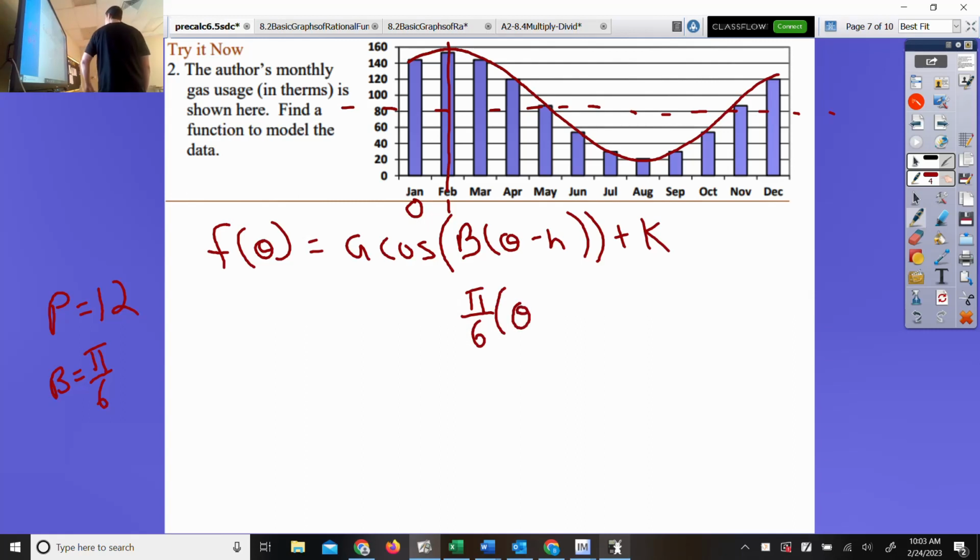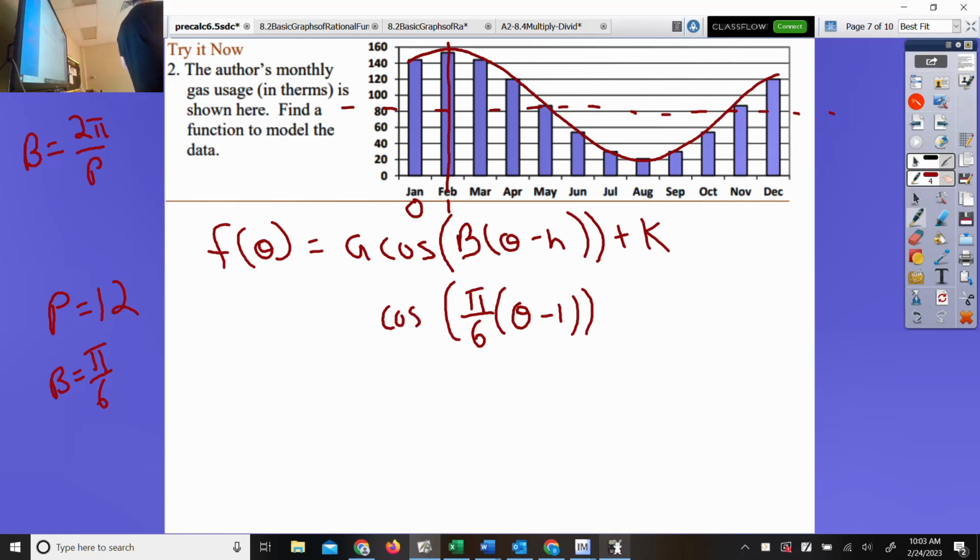Wait, why is it pi over 6? Because the period is 12, and B is defined to be 2 pi over the period. There you go. You're shifting to the right one, so h is 1. We need to figure out the amplitude and the midline, that's about it.